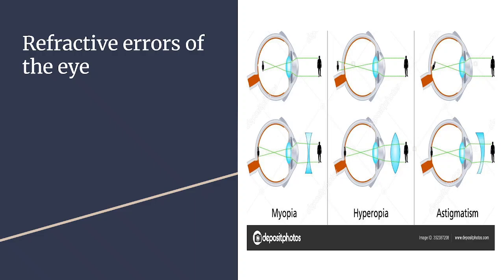Hyperopia, also known as farsightedness, is a common vision condition where distant objects are usually seen more clearly than nearby objects. This happens because the eye doesn't bend light correctly, causing it to focus behind the retina instead of directly on it. So it is also another refractive error.